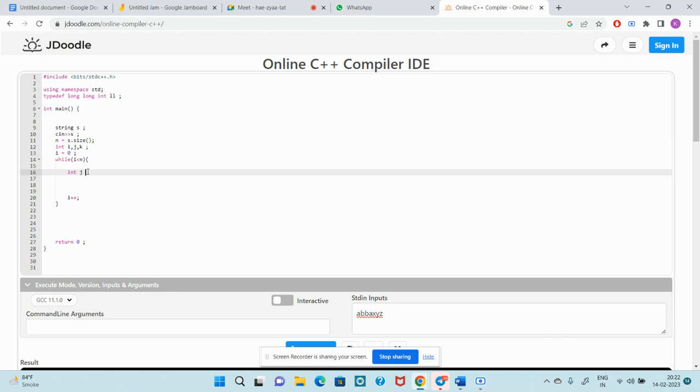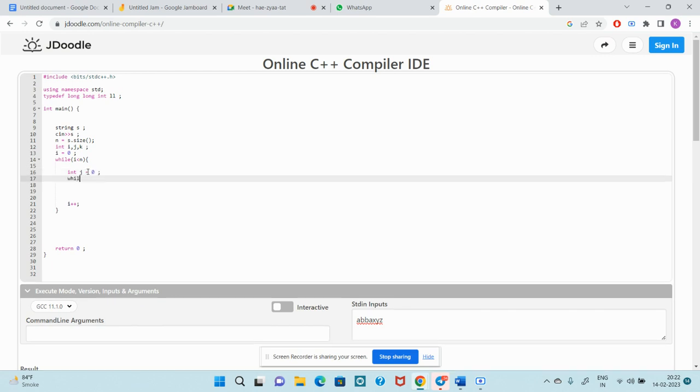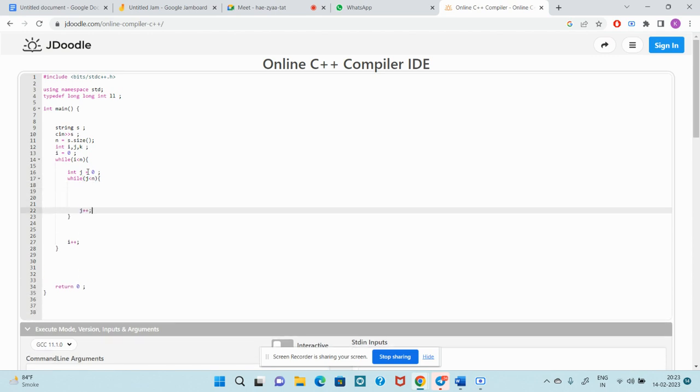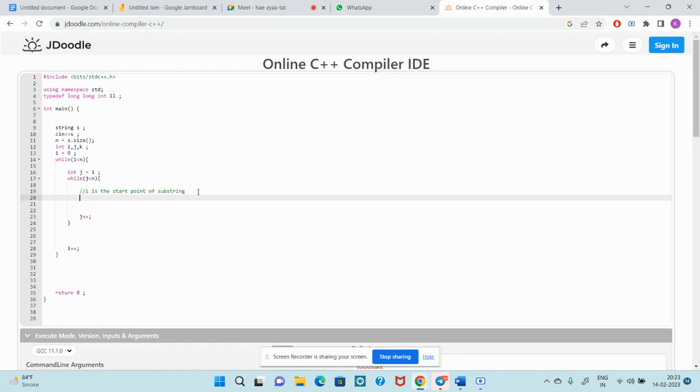Guys, tell me the code. What should be the next code? While j less than n. So guys, what were i and j? I will tell. i and j are nothing but the starting and ending points. i is the start point of the substring, and j should start from i only. j is the end point of the substring.